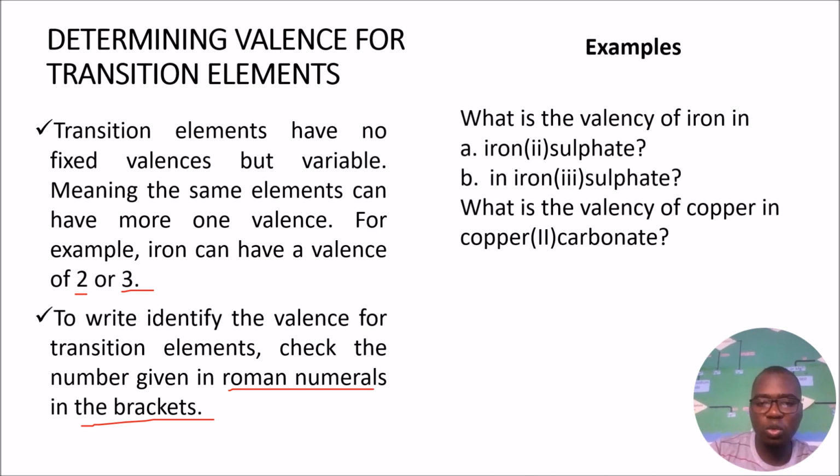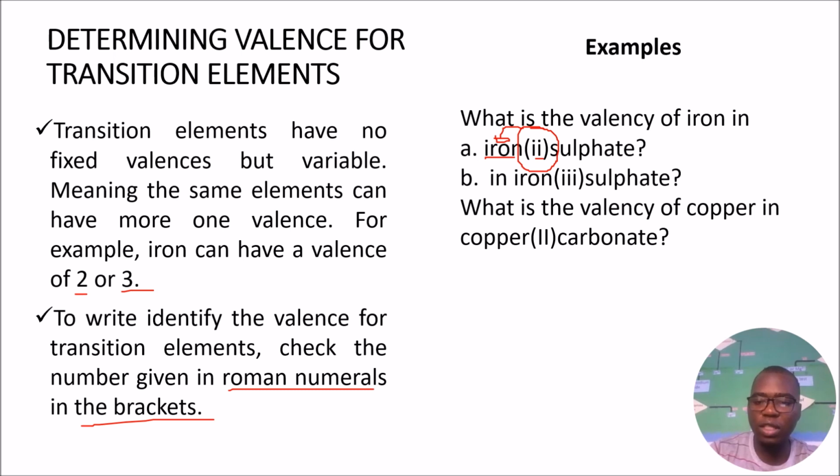We know that iron is a transition element. So the name of the compound here is iron(II) sulfate. We can see in the brackets here, we've got a Roman numeral 2. So this 2 simply represents the valency for this transition element. Please do not confuse it. It will not belong to sulfate, but it will belong to the transition element.